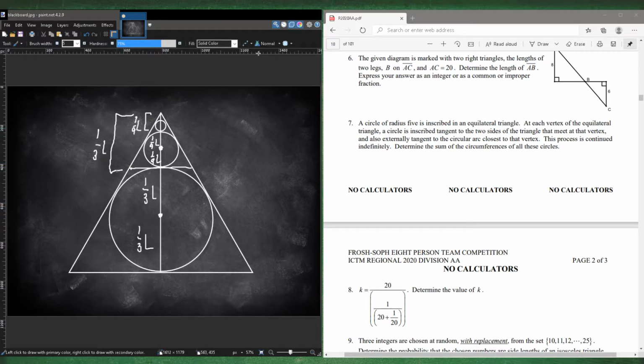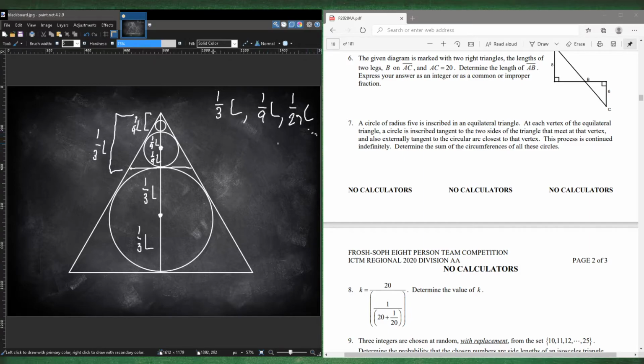So you kind of see the pattern. We got 1/3 to 1/9, and since we keep going by 1/3 each time, this is probably going to go to 1/27. So the radius in descending order from the biggest one is 1/3 L, and then the next radius is 1/9 of the length, and then the next radius is probably going to be 1/27 of the length, and so on and so on.